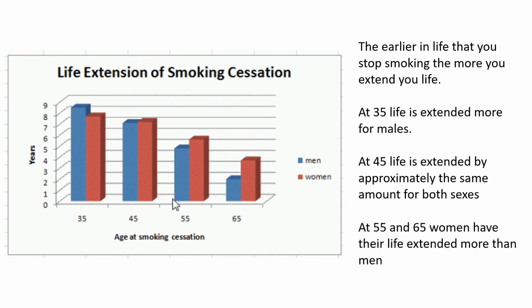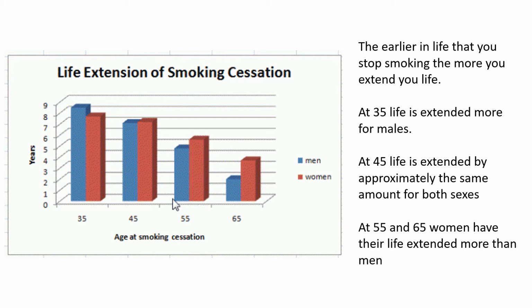So when it comes to interpretation of graphs, unless you're asked a specific point, the best way of doing it is to start with general patterns and then start going into more detail. And the general pattern is that the earlier in life that you stop smoking, the more you extend your life by.